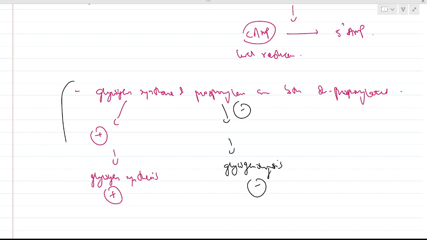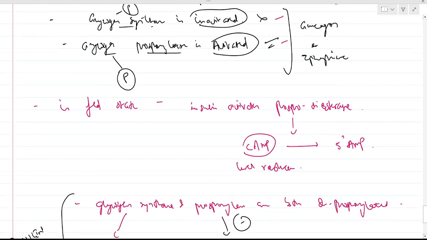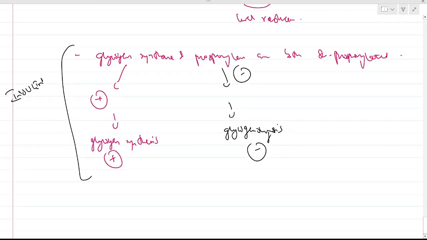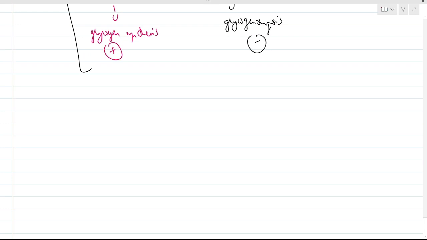And who is responsible for all this? Insulin. Who was responsible for all this? Glucagon and epinephrine. Here the key concept is cAMP dependent protein kinase A, and the hormones insulin, glucagon and epinephrine. So this was the hormonal regulation of glycogen metabolism.